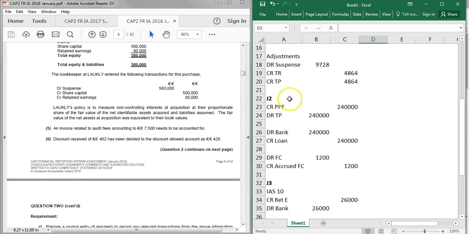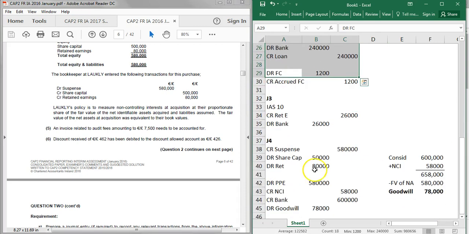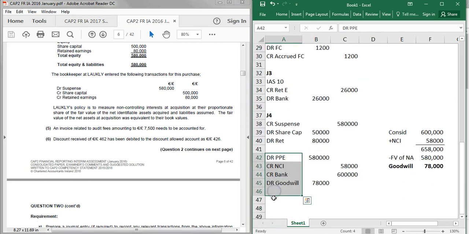You had an IAS 10 issue, you had normal small DEBK, CAP1 style ones, and you had a consolidation IFRS 3. So there's a good variety in these types of questions. So make sure you do cover all the accounts or standards that are examinable.